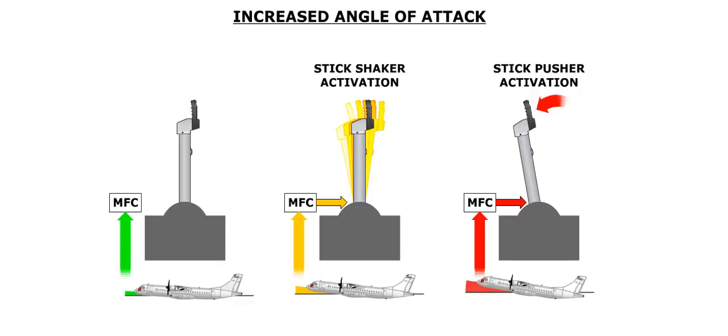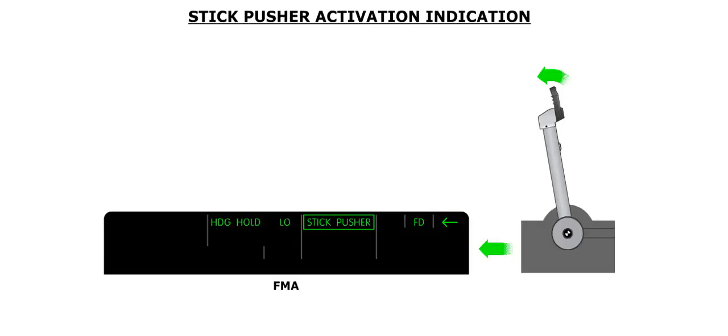If the angle of attack continues to increase, the multifunction computer, or MFC, will activate the stick pusher, which will push forward the captain's control column. Since the 2 control columns are interconnected, both control columns will move. If the pitch system was uncoupled, then only the captain's control column will be pushed forward. If the stick pusher is activated, a green stick pusher message is displayed on the FMA.